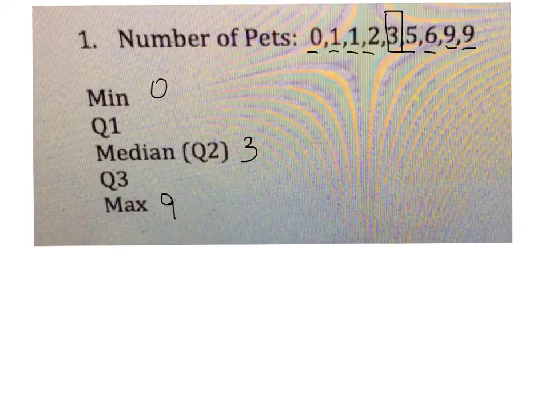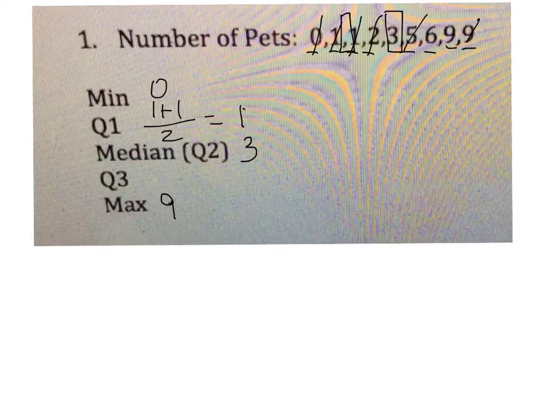Quartile 1 is on just the left side. Of these four numbers on the left of our median, if I cross them out, it's in between those two numbers. If it's in between two numbers, remember you do 1 plus 1 divided by 2. So 1 plus 1 is 2, divided by 2, which is just 1. Quartile 3, cross out, it's in between those two numbers. So you have 6 plus 9 divided by 2, which is 15 divided by 2, which is 7.5.